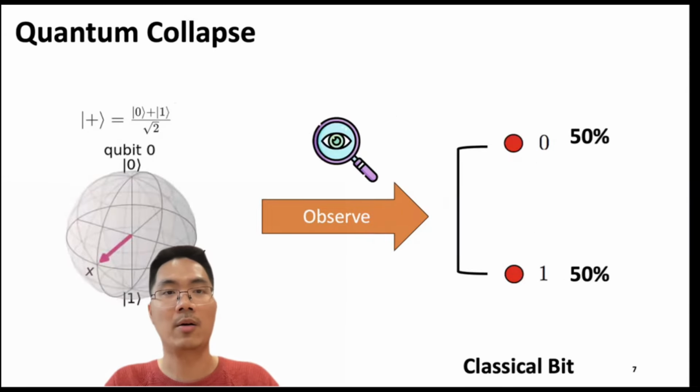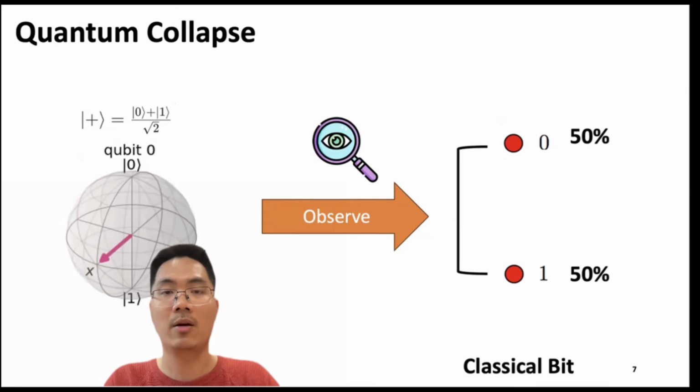Next, we will talk about a quantum effect called quantum collapse. So, for example, when we have a balanced superposition, like the positive balanced superposition here, when we look at it, or when we measure it, it could become either 0 or 1 with a probability of 50-50.